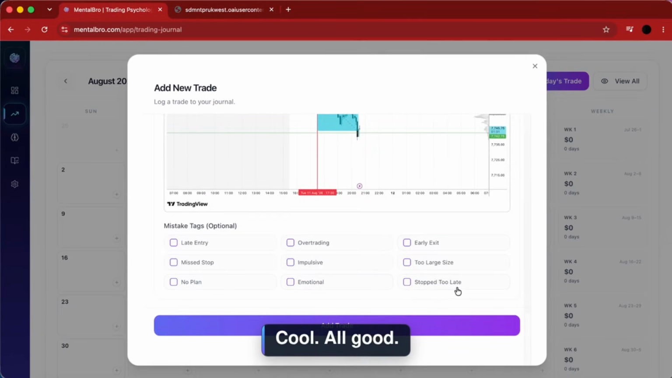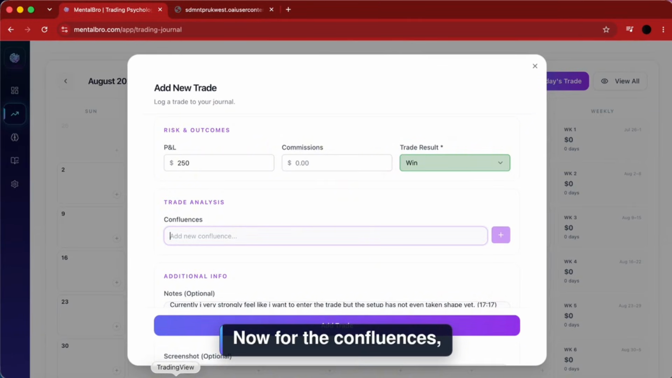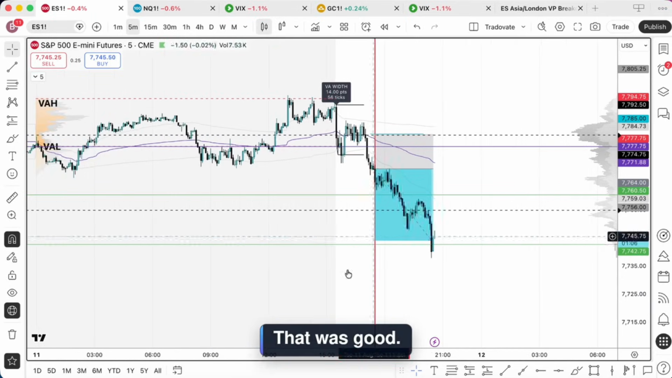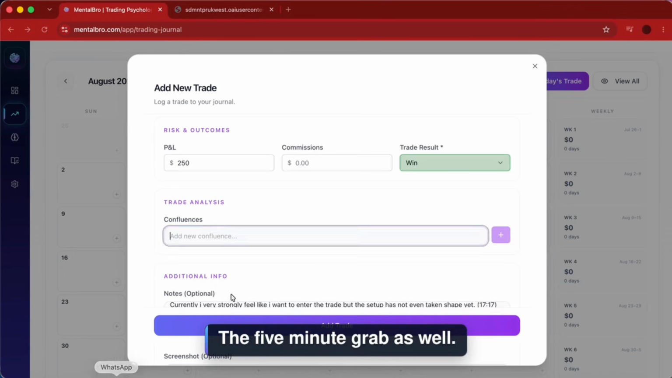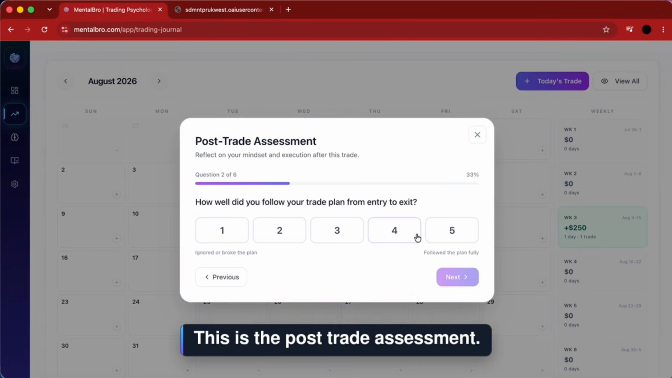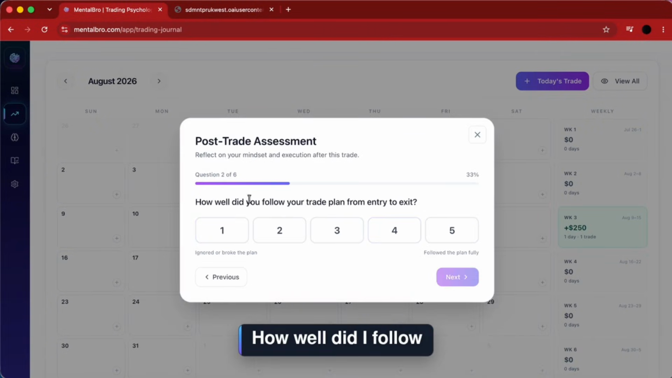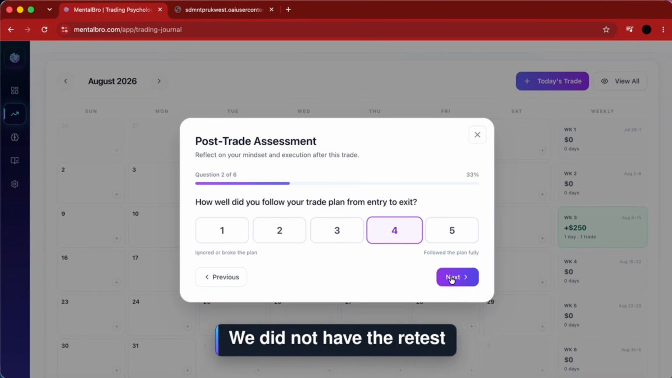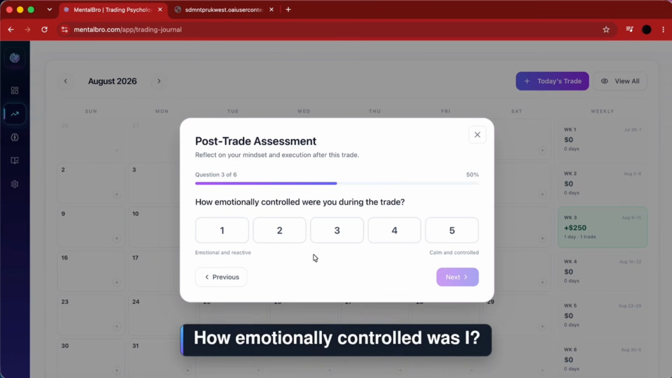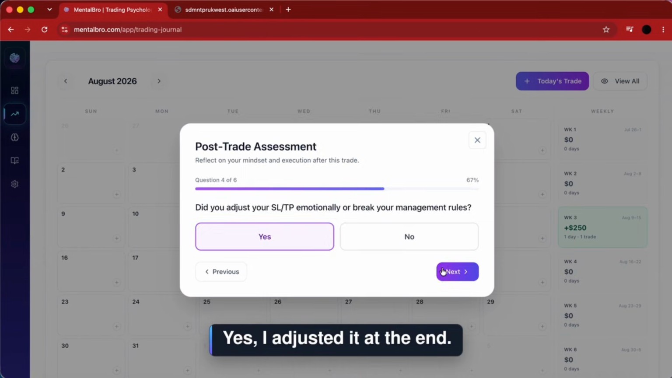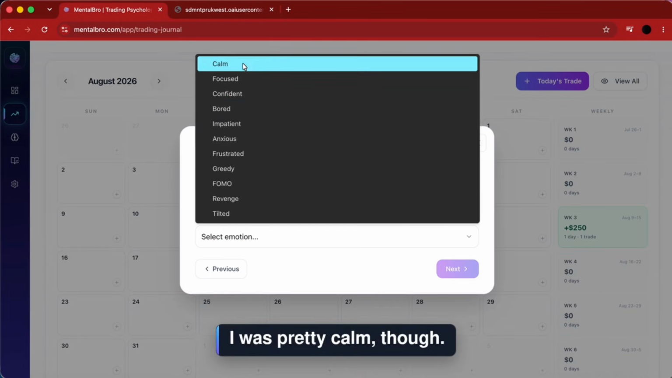What were the confluences? It did reject from VWAP. That was good. The 5-minute grab. So those were 5. Cool, let's add it. Yes, this is the after trade assessment. How well did you follow your trading plan from entry to exit? A 4. We did not have the retest of the value area low. Emotionally controlled during the trade, a 4. It was good, but not amazing. I was pretty calm though.